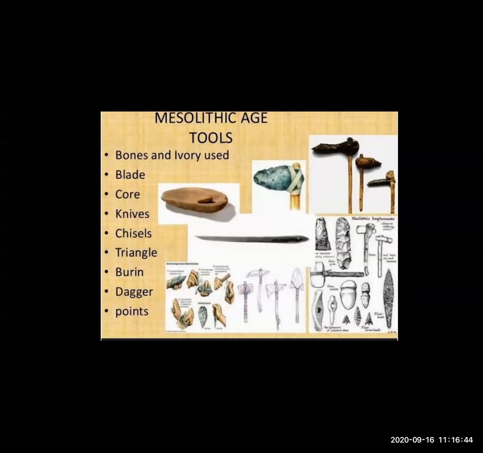Now, what were the tools that were being used by the Mesolithic age? Bones and ivory used, blade, core, knife, chisel, triangle, burin, dagger, and points. All these were the different types of tools which were being used by the Mesolithic people. Compared to the Paleolithic people, these tools were much more advanced, and they were being used for different purposes and tasks.